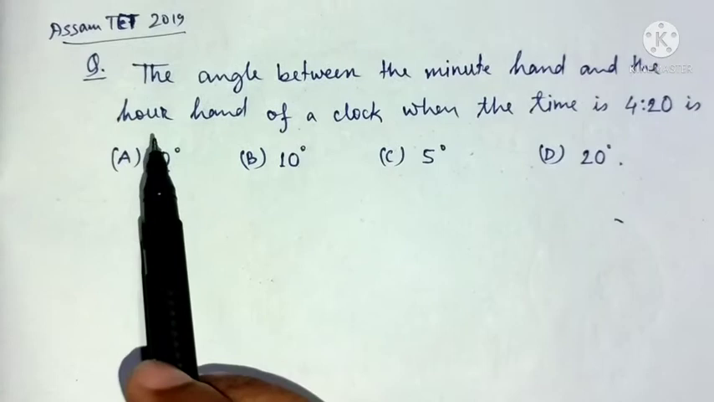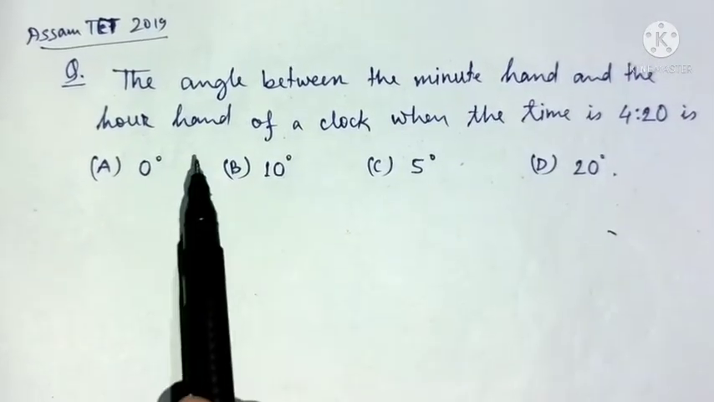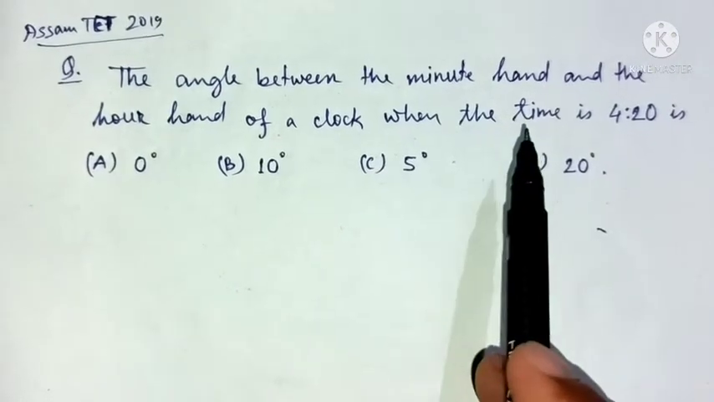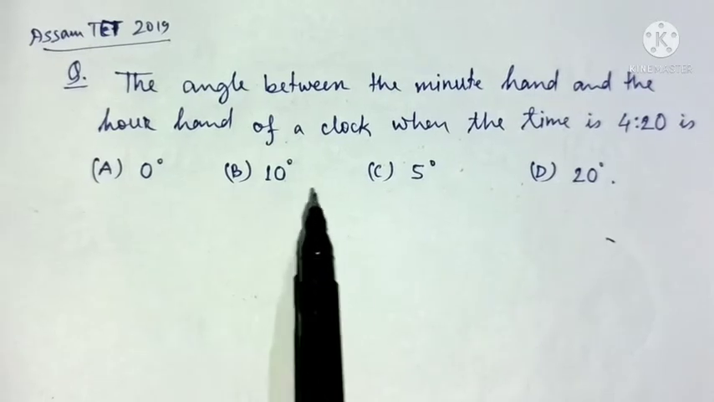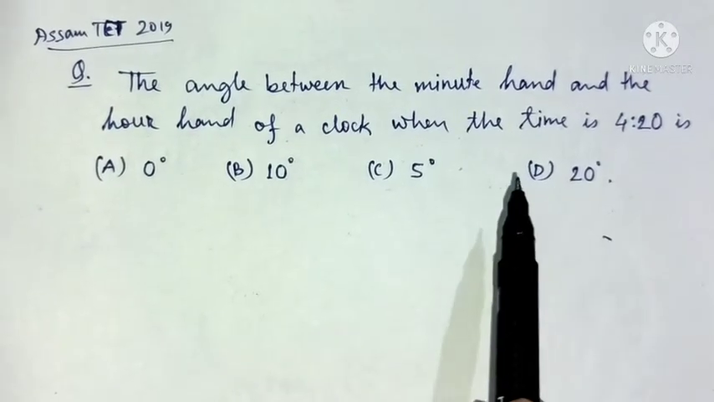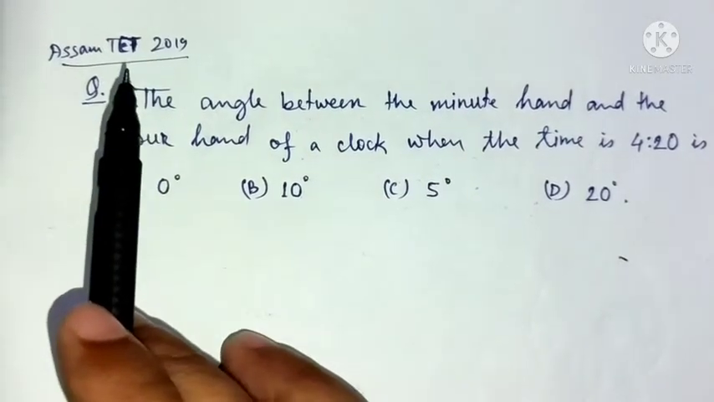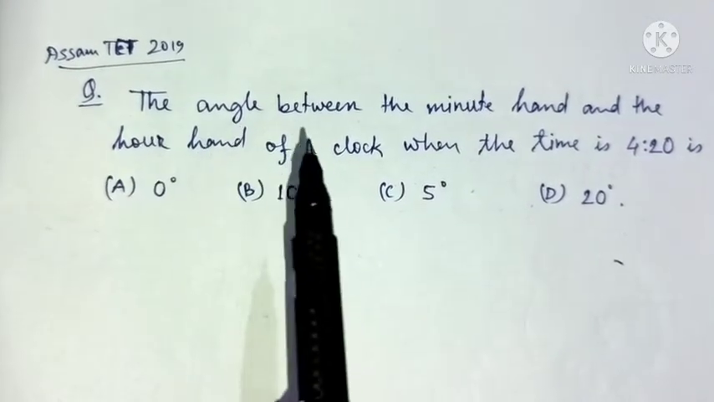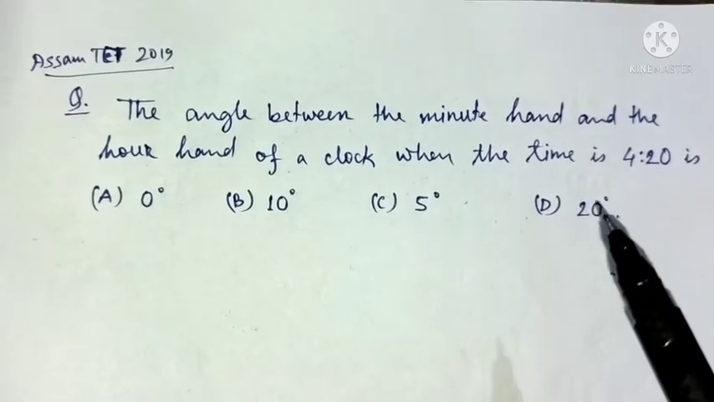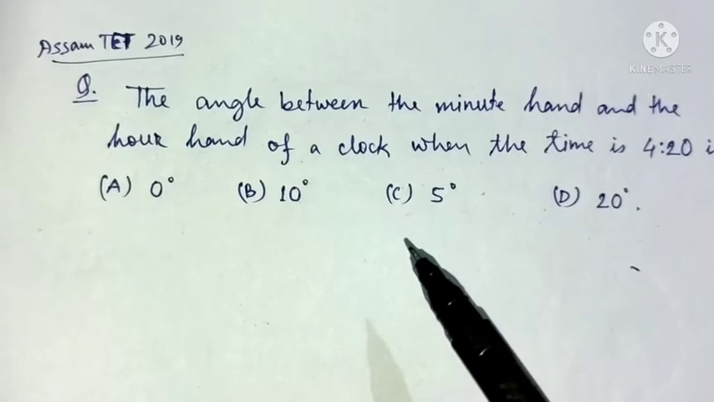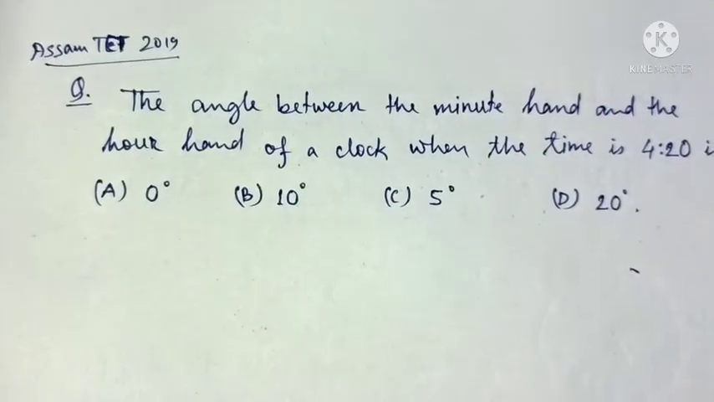Now the next question I have given here is: the angle between the minute hand and the hour hand of a clock when the time is 4:20 is 0 degree, 10 degree, 5 degree or 20 degree. Which is the correct option? That should be find out. And this question has come in 2019 Assam TET also, and this type of questions also often comes in different types of competitive exams, whether it is SSC or TET or CTET, whatever. So keep in touch with the video.